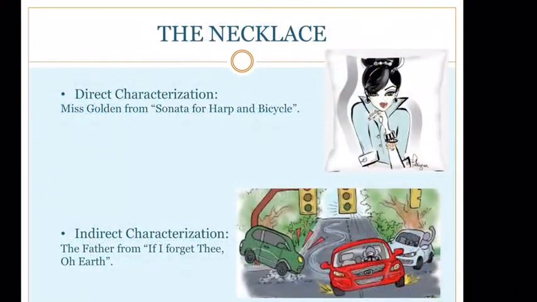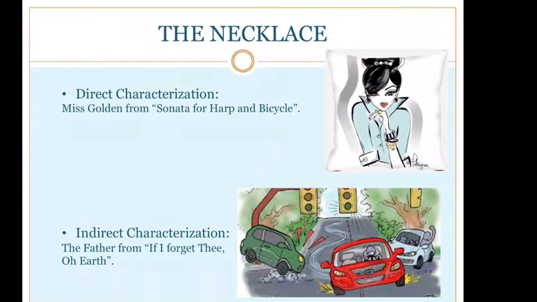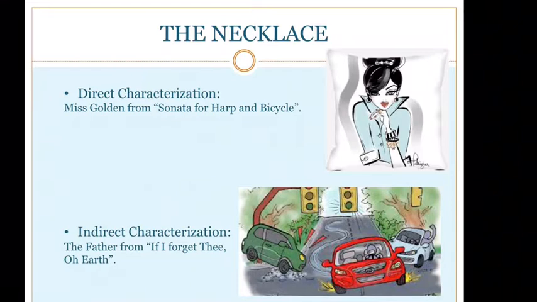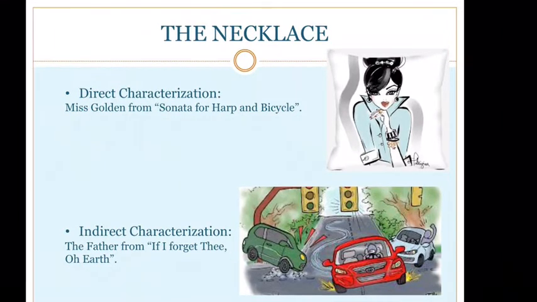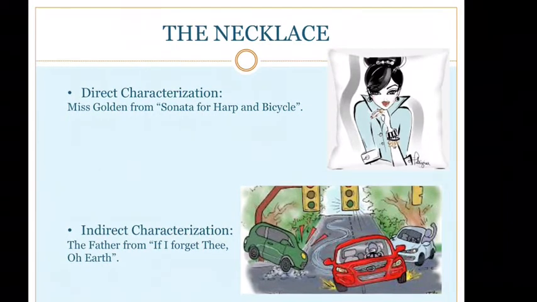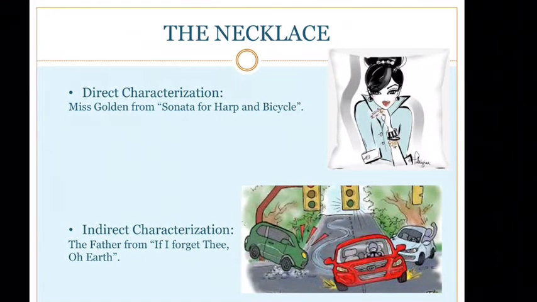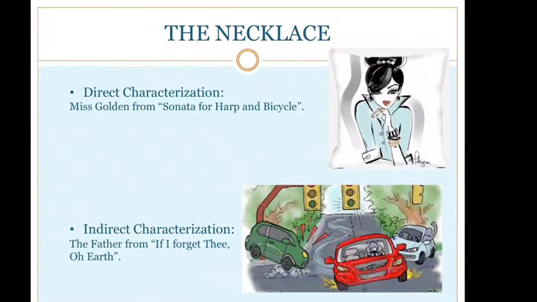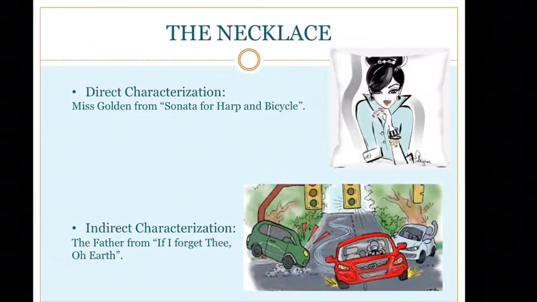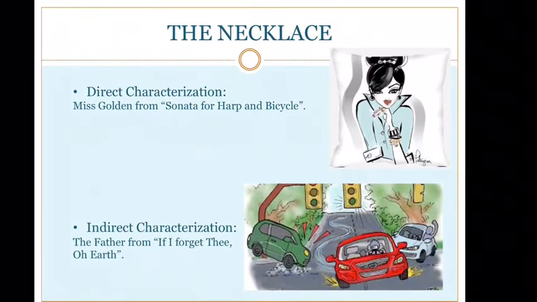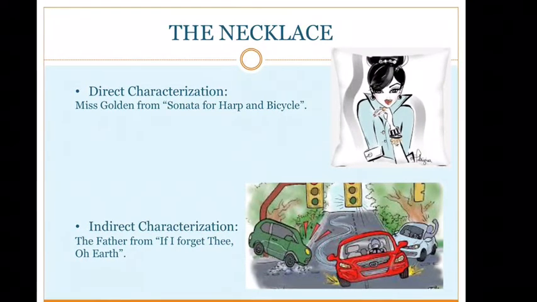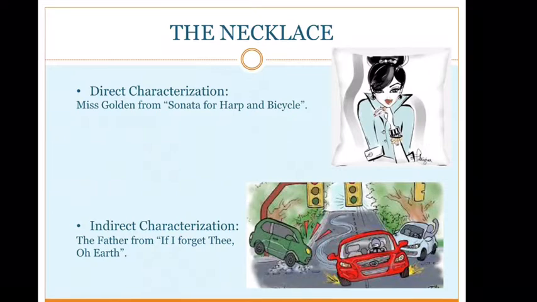For example, remember in Sonata for Harp and Bicycle, the author gave you a direct characterization when he said, "Miss Golden, crisp, fragrant, and punctual, shut the door." He's telling you that Miss Golden is fresh, that she is present, and is an accurate lady. An example of indirect characterization could be, "Father was driving with a reckless and exhilarating skill." The author is describing the father by the way he drives. He was driving in a carefree and thrilled way.